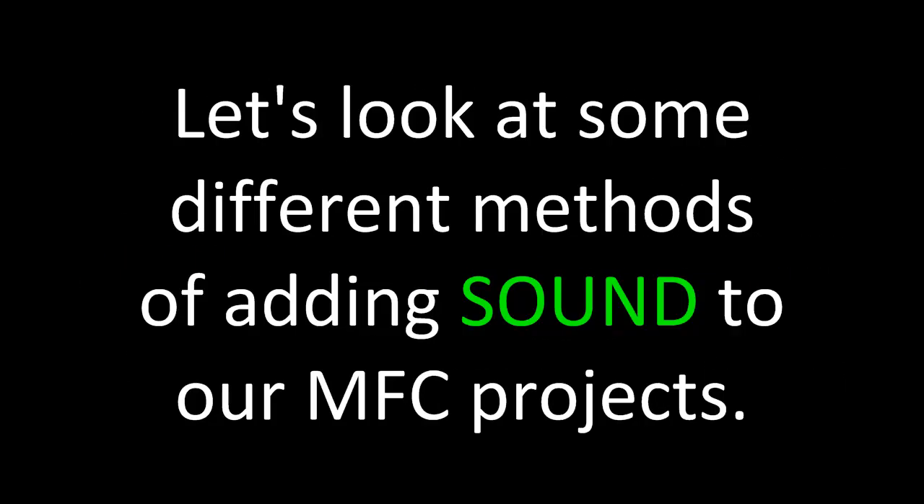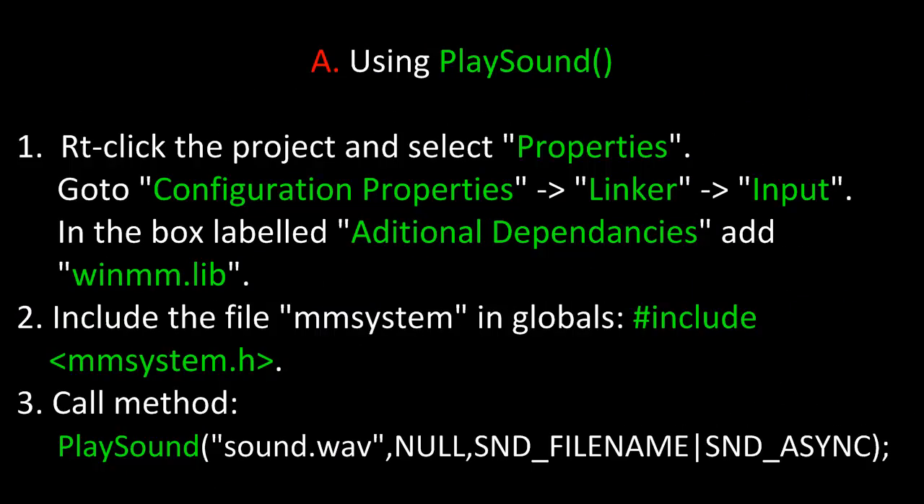Let's look at some different methods of adding sound to our MFC projects. The first method we'll examine is also the easiest, and that's calling the PlaySound function. To do this, right-click the project and select Properties.